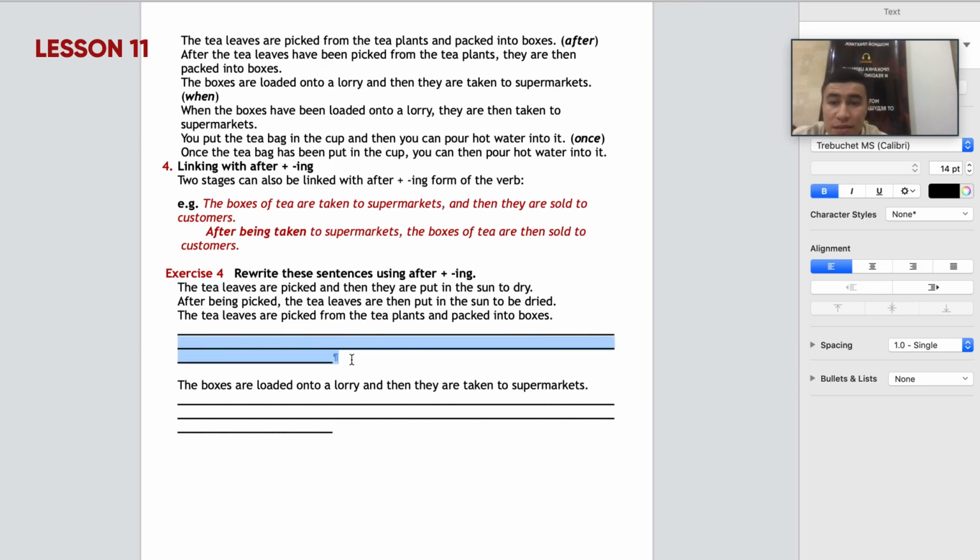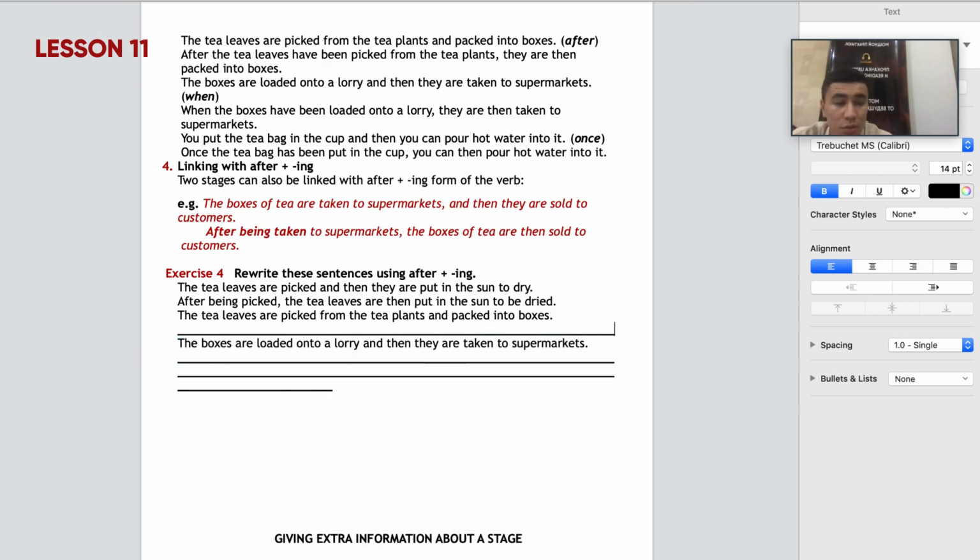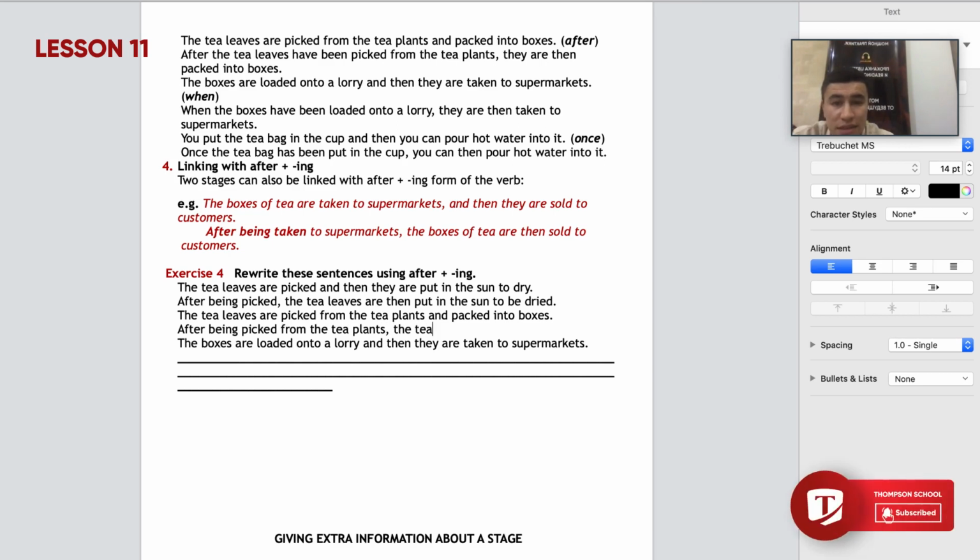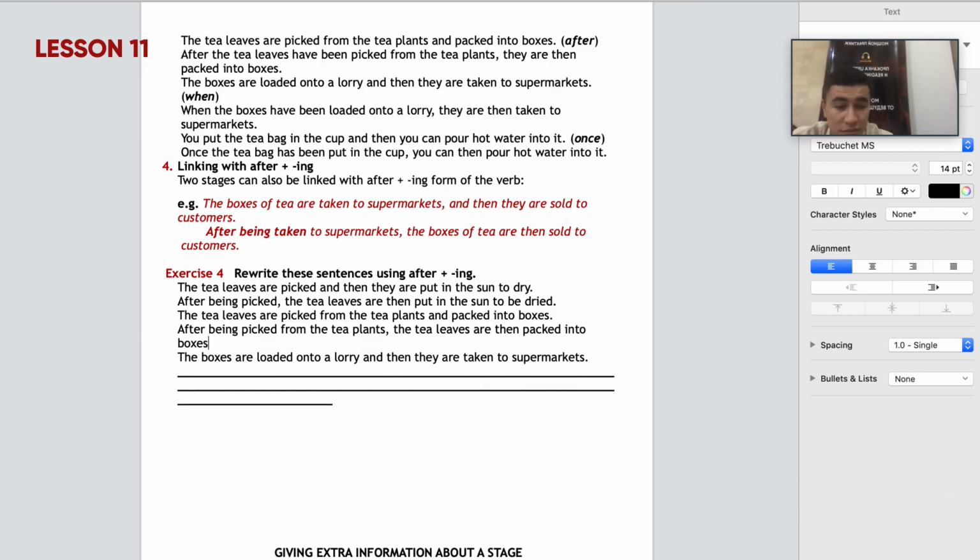Okay, next, the tea leaves are picked from the tea plants and packed into boxes. Okay, after being picked from the tea plants, the tea leaves, okay, are then packed into boxes.